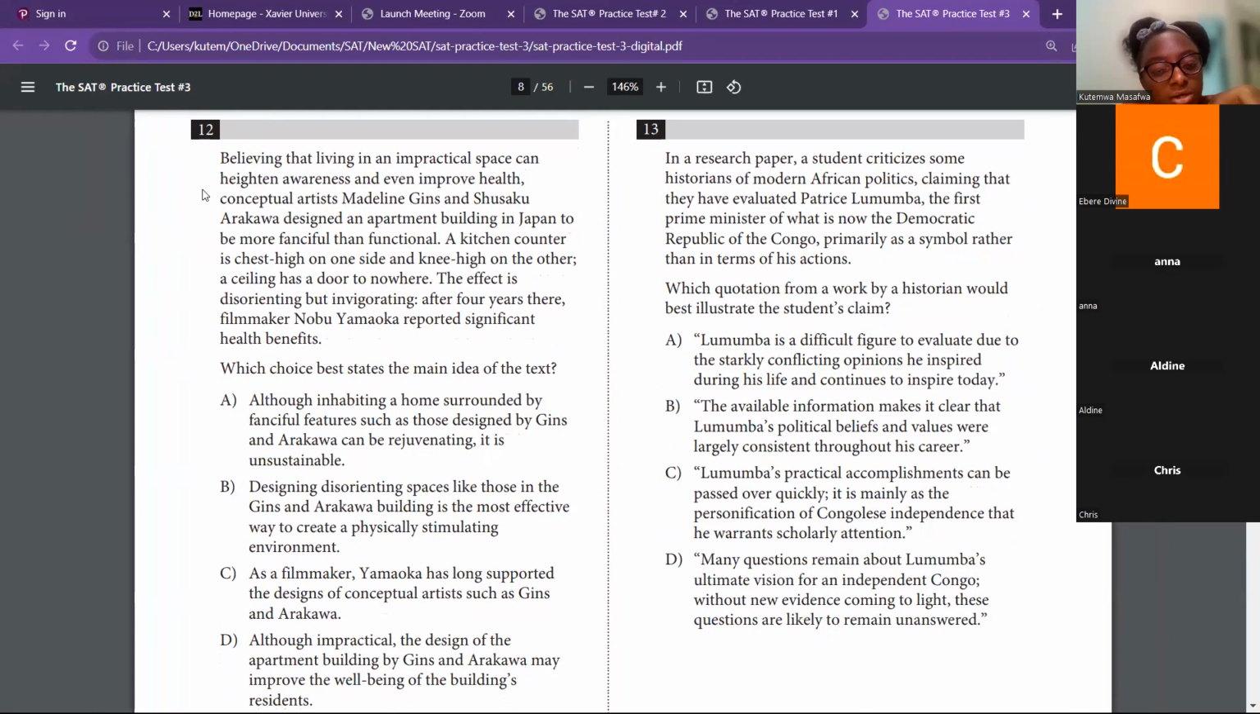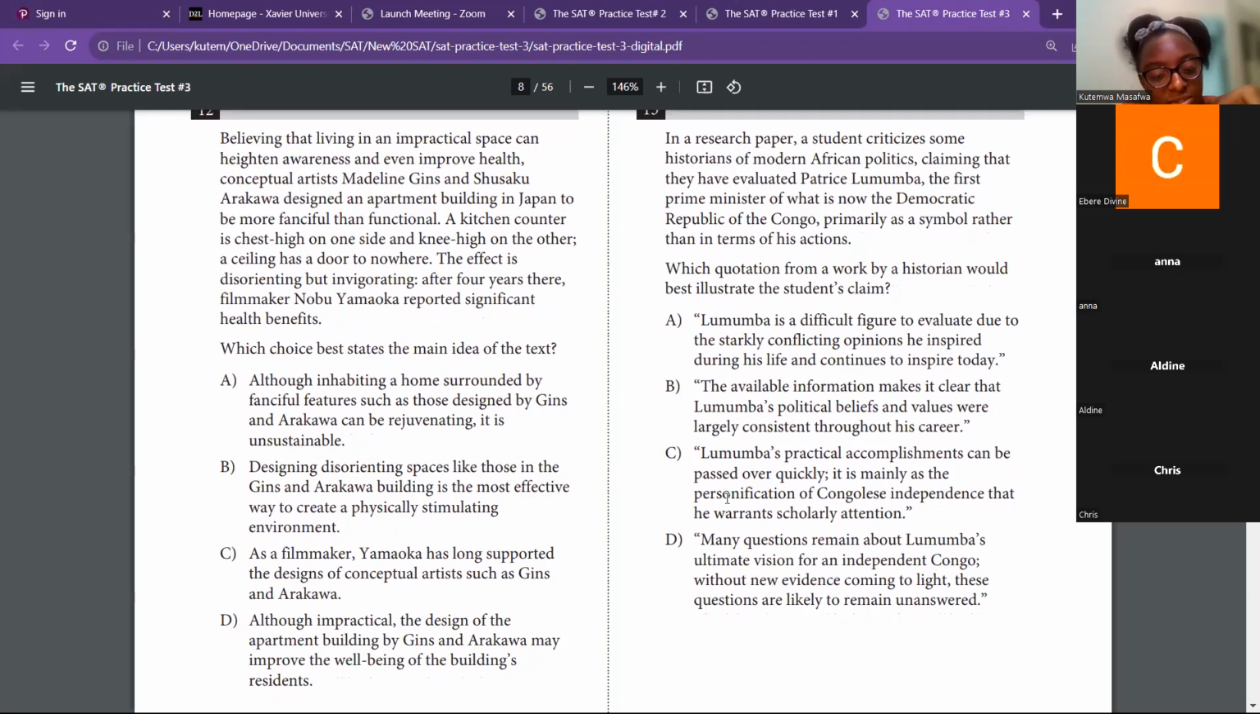Believing that living in an impractical space can heighten awareness and even improve health, conceptual artists Madeline Jeans and Shusaku Akawara designed an apartment building in Japan to be more fanciful than functional. A kitchen counter is chest high on one side and knee high on the other. A ceiling has a door to nowhere. The effect is disorienting but invigorating. After 4 years there, filmmaker Nobu Yamaoka reported significant health benefits. This is a very interesting passage. Okay, so reading through the options.